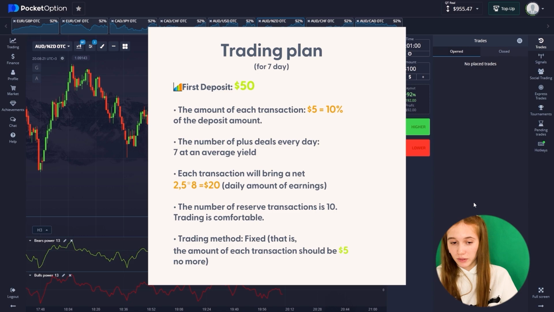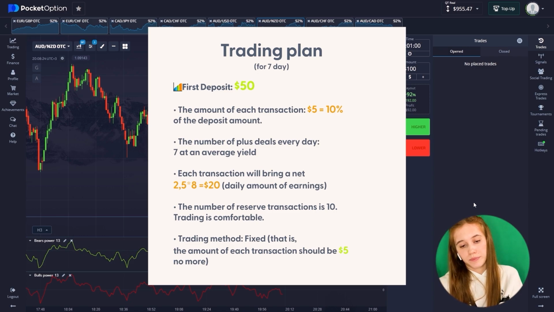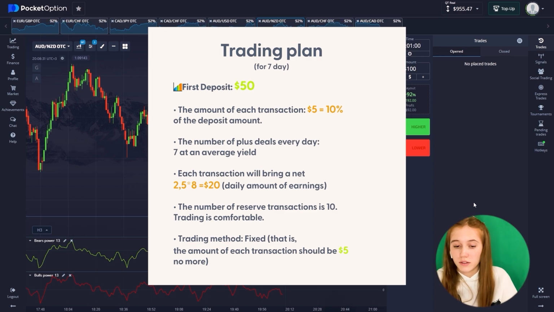So you see this table. It's some trading plan for 7 days, but if you want more, you can have 2 days, 2 weeks, a month, and etc. So each TL is worth $5, so 10% of your deposit amount. If you have a deposit of $100, it will be $10, and so on. I think in a progressive sense, you can do the math yourself. And each deal will bring at least $2.5 in pure profits.